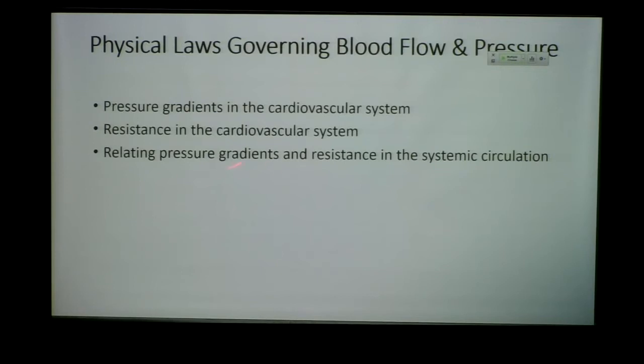The second factor is resistance. Now, we cannot speak about movement or flow of blood without talking about any sort of impeding force. Any factor that's going to stop or impede blood flow through a vessel is going to be the resistance, and we must take that into account as we talk about flow. And then tying both of these together, specifically in the systemic circulation, is going to be important. We'll talk a little bit about the pulmonary circulation, but more importantly, what happens in the systemic circulation.